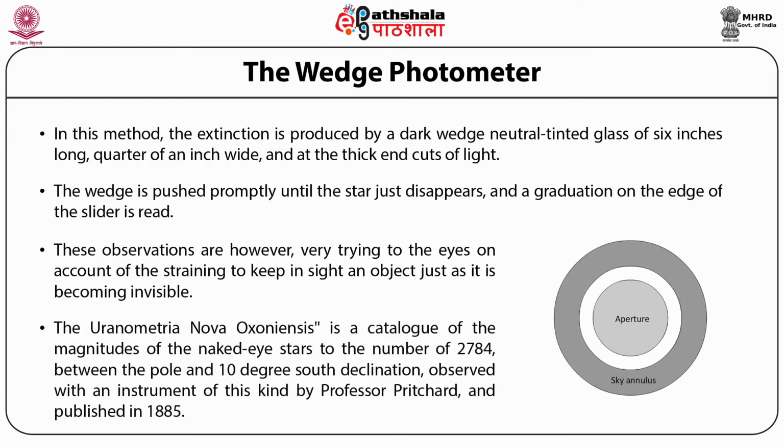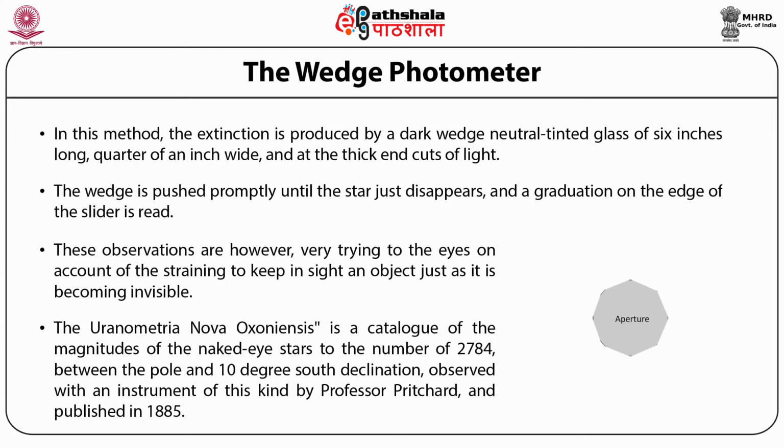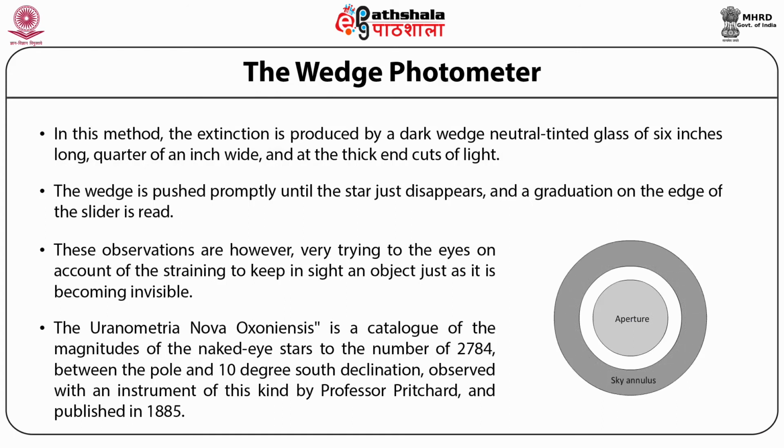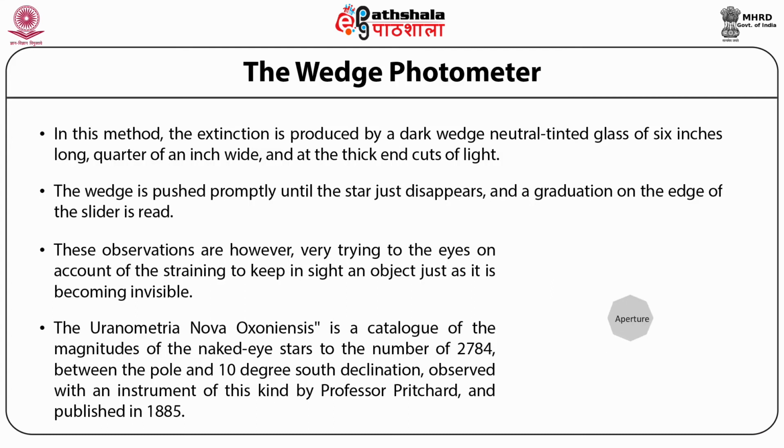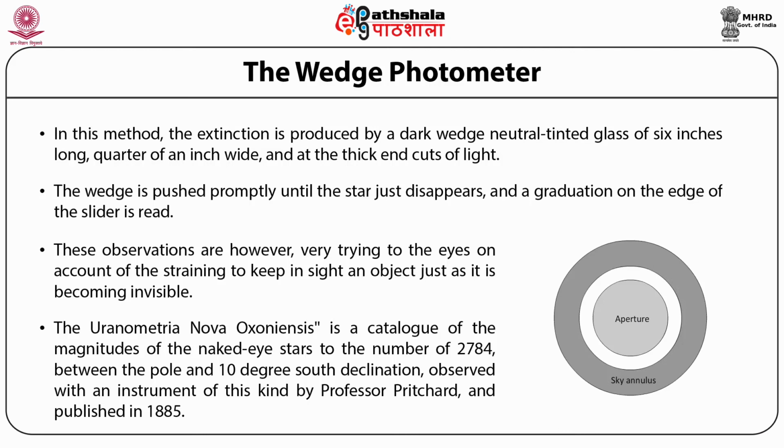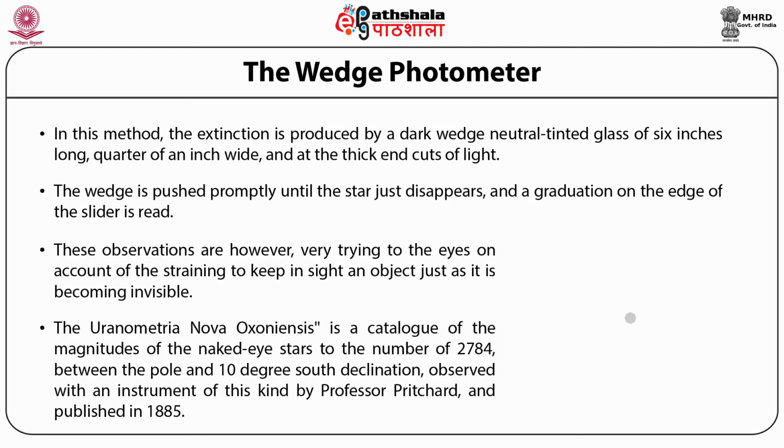The Uranometria Nova Oxoniensis is a catalogue of the magnitudes of the naked eye stars, to the number of 2784 between the pole and 10 degrees south declination, observed with an instrument of this kind by Professor Pritchard and published long back in 1885.